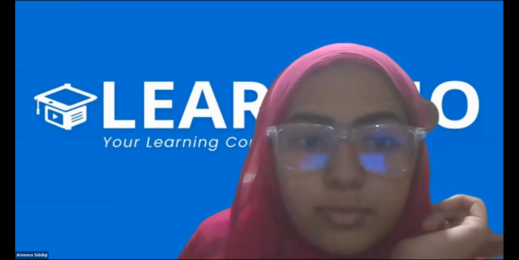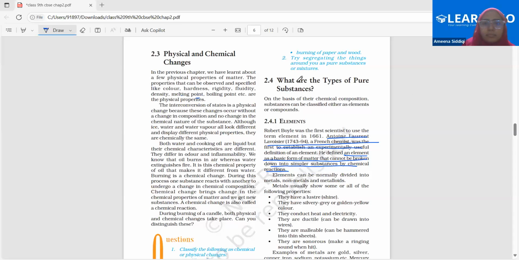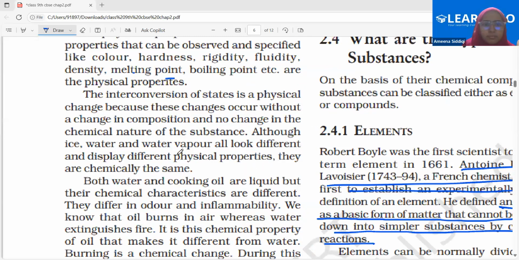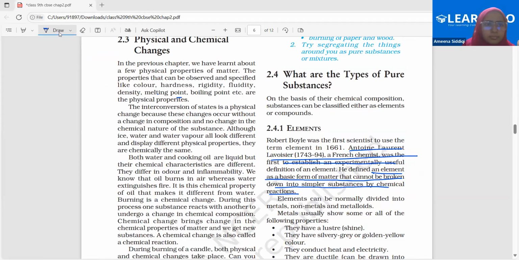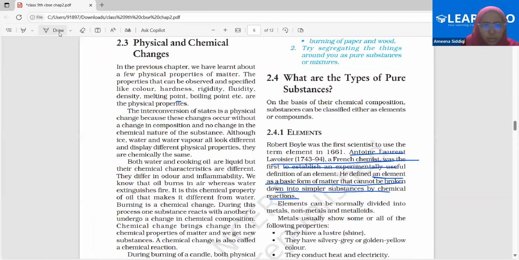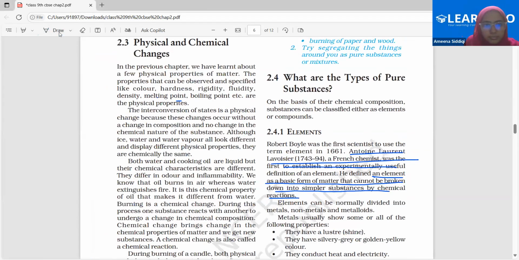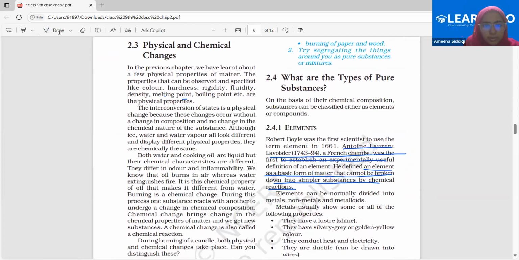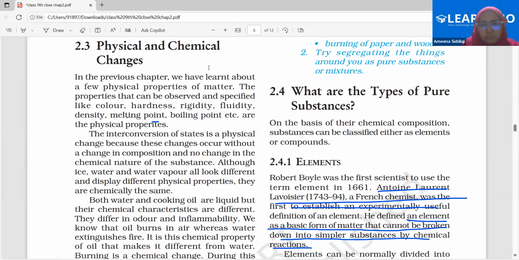Having some problem. I don't know what that problem is. Can you see the screen? Yes, ma'am, I can see the screen. But there's some problem, right? No, ma'am, it's clear. Having some problem, beta. Just a second. It is moving actually. It's not getting stable, right? I don't know what the problem is.